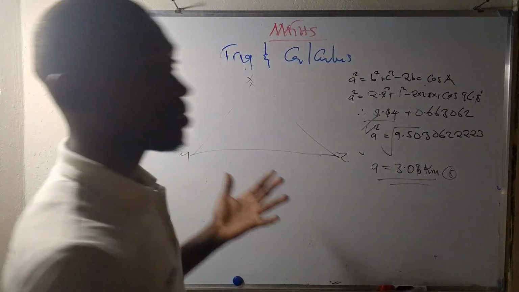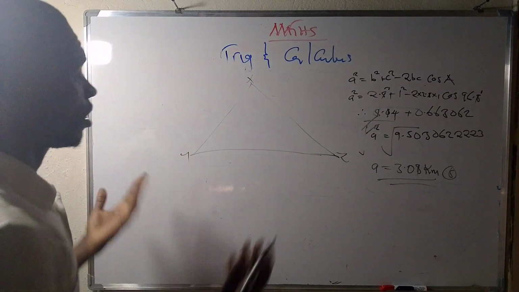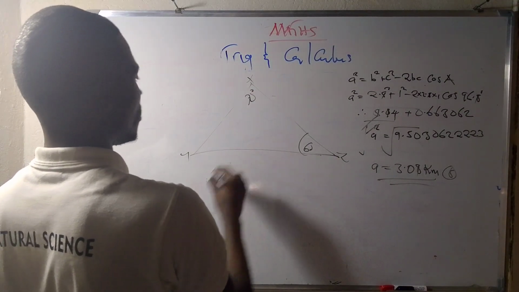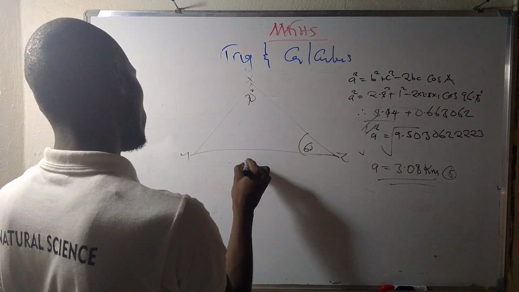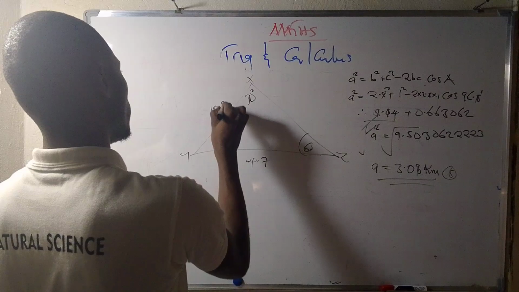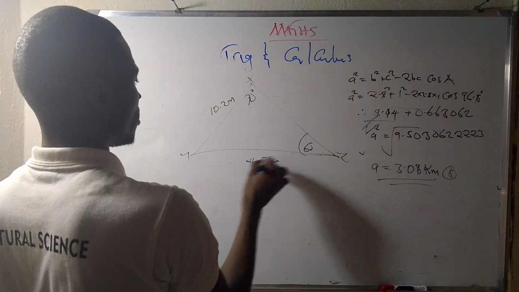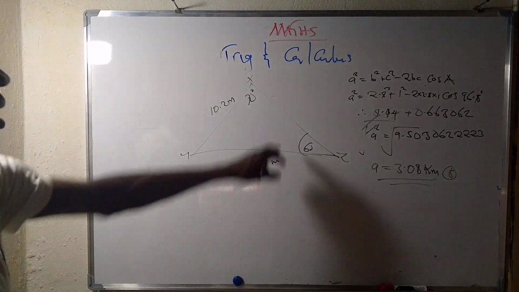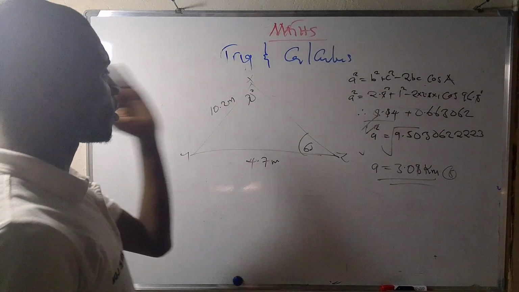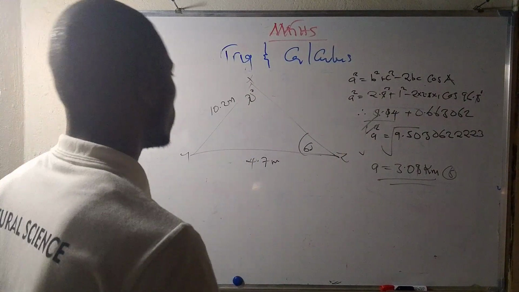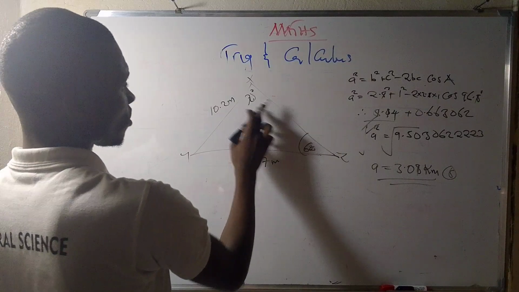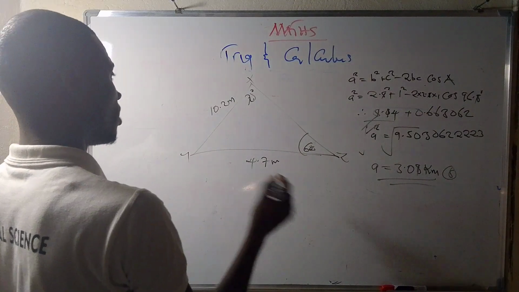This one maybe sometimes may not come the way it was here. Let's say I have 70 degrees, I have 60 degrees, then I have 4.7, then 10.2, let's say meters. Then they say find the length xz. The only possible way to find the length xz is by adding these two. We are going to get 130. So 130 minus 180, I'm going to get 50.